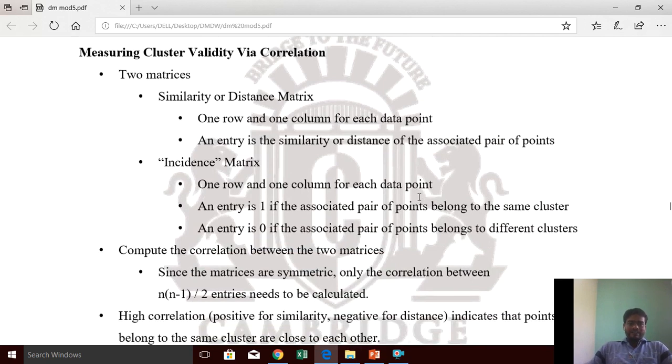Now, measuring cluster validity via correlation. Take two matrices, a similarity or distance matrix. If I take a similarity or distance matrix, there will be one row and one column for each data point, and the entry is the similarity or the distance of the associated pair of points. We enter the similarity or distance between the 2 points into that table.